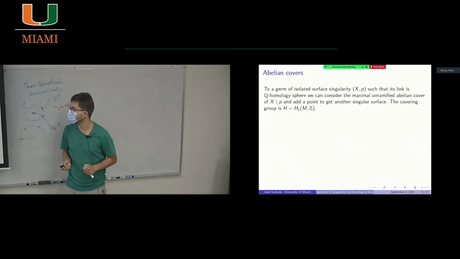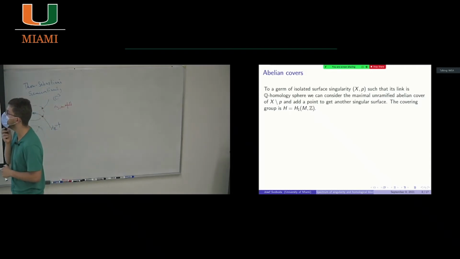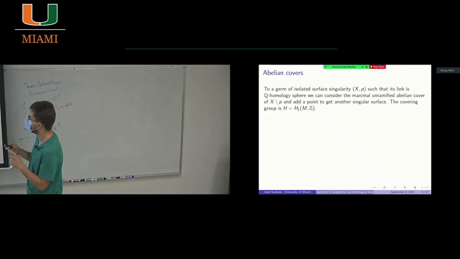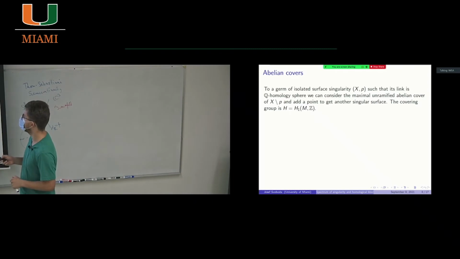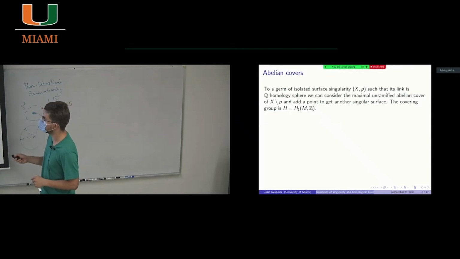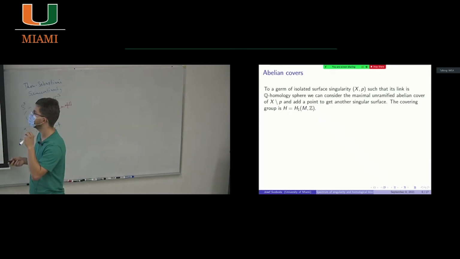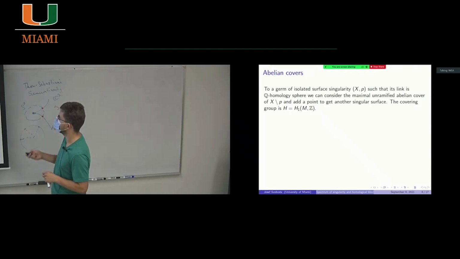So now I'll talk about something completely different. If we have an isolated surface singularity, we only take the germ, so we only take a neighborhood of this singular point as a topological space, and then we suppose that the link of this singularity is a Q-homology sphere. This is in all examples we consider, and it's really important. So we have this finite group H1 of the link, and we can consider the maximal unramified abelian cover of this neighborhood without the point. Finally, we go to the covering and add one point so that it's again a singular surface, a germ of a singularity. This is called the universal abelian cover.